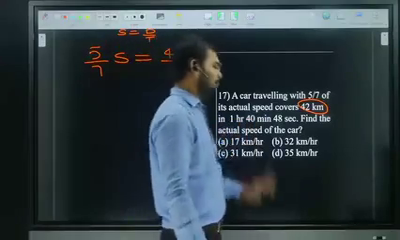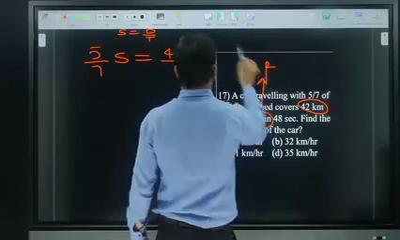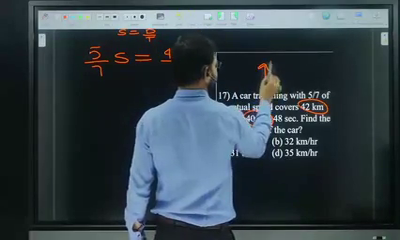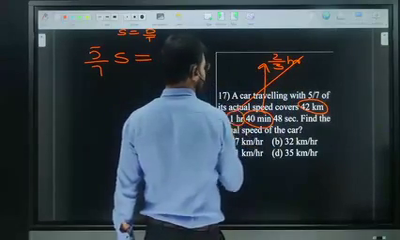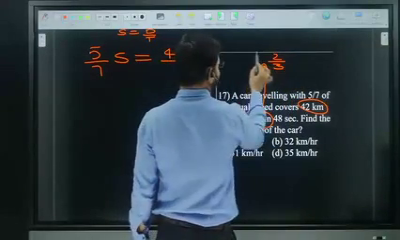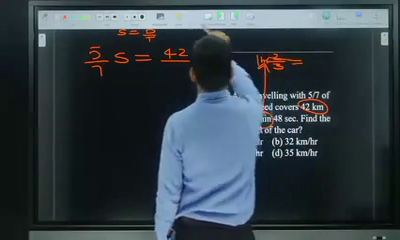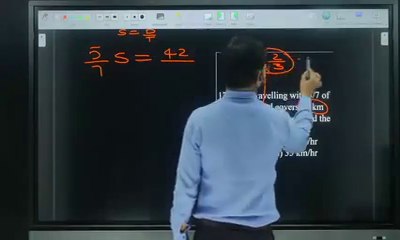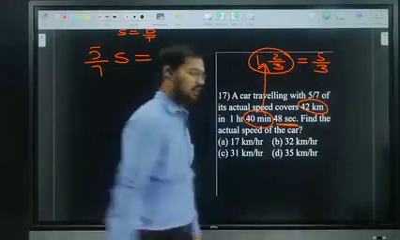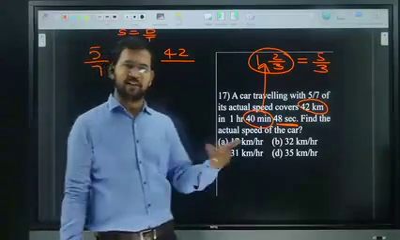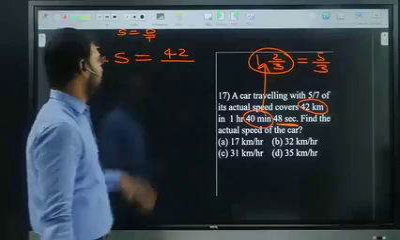Time is 1 hour 40 minutes. 40 minutes I can write as 2 by 3rd of the hour. Here 1 hour is nothing but 1 hour 2 by 3. 1 hour 2 by 3 is nothing but 5 by 3. I neglected 48 seconds because that is less than 1 minute. If you consider that 48 seconds also, it will take some time.